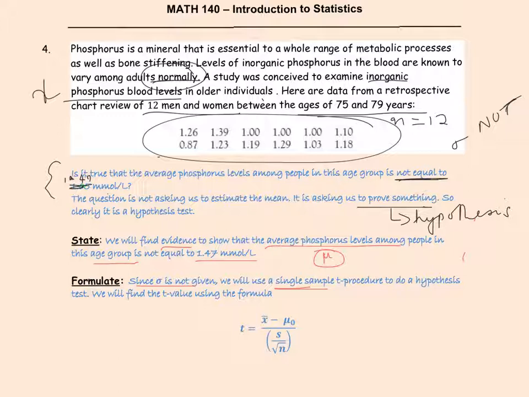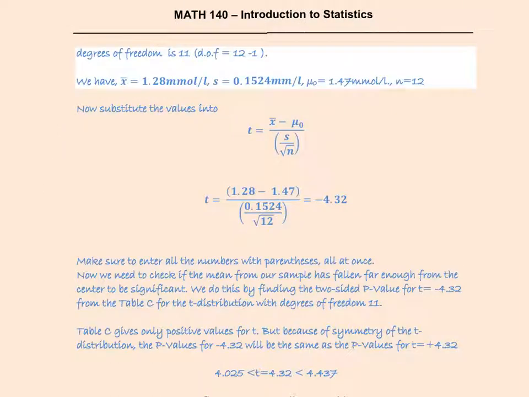So we write down the formula, always start with the formula because that is a start. The formula tells us what values to look for, what we have, and what's missing. So the formula is x bar minus mu naught divided by s over radical n, and when you enter numbers into the calculator, make sure you have parentheses.